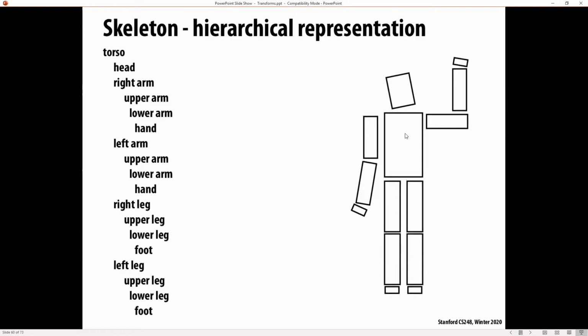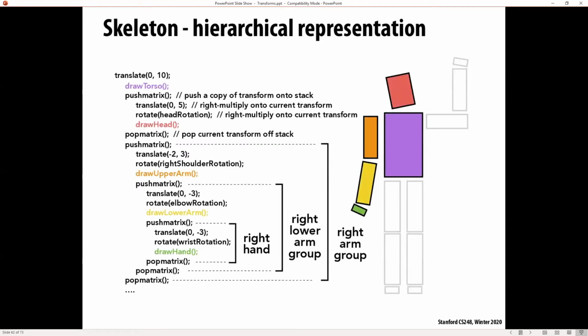Is somehow related to this position, but the lower arm is somehow related to the position of the upper arm, right? The lower arm is not directly related to the torso. It's through some other transformations. By the time we get to the hand, it really cares where the rest of this arm is. So how can we write this?